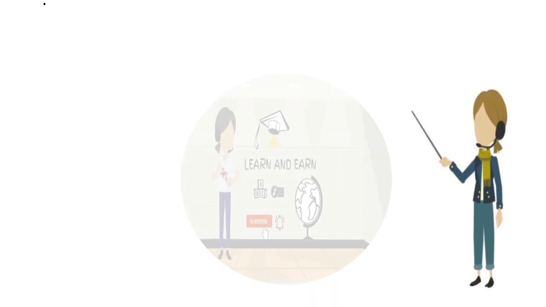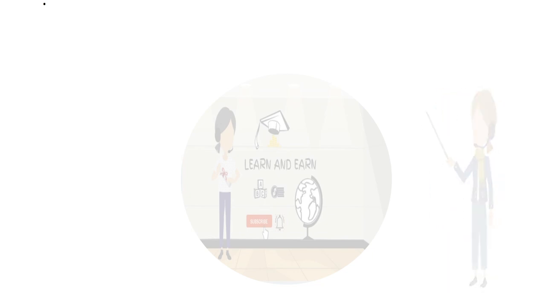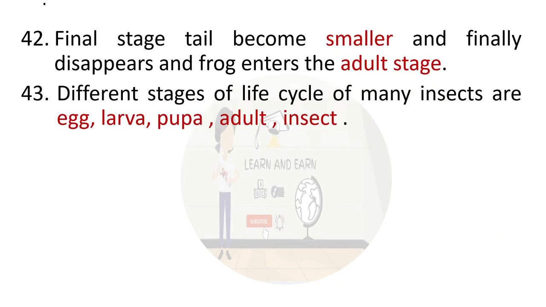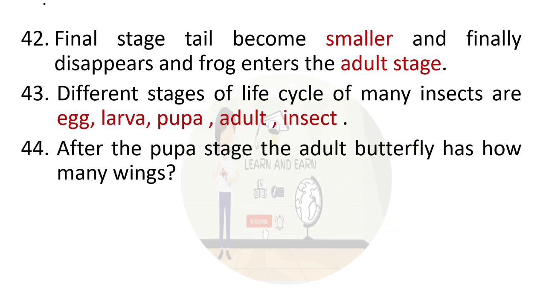Number 42: Final stage, tail becomes smaller and disappears and frog enters the adult stage. Number 43: Different stages of life cycle of many insects are egg, then larva, then pupa, then adult insect. Number 44: After the pupa stage, the adult butterfly has how many wings?